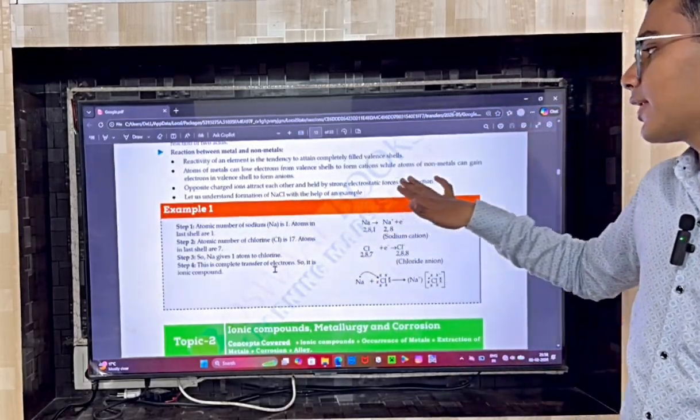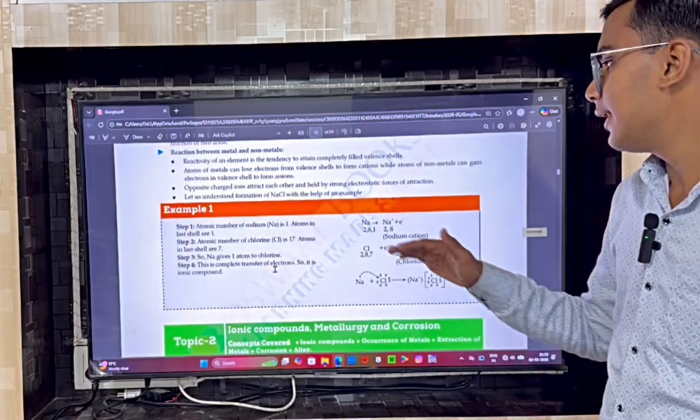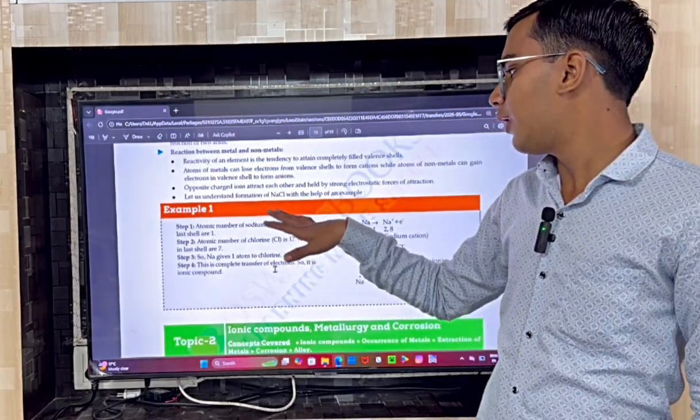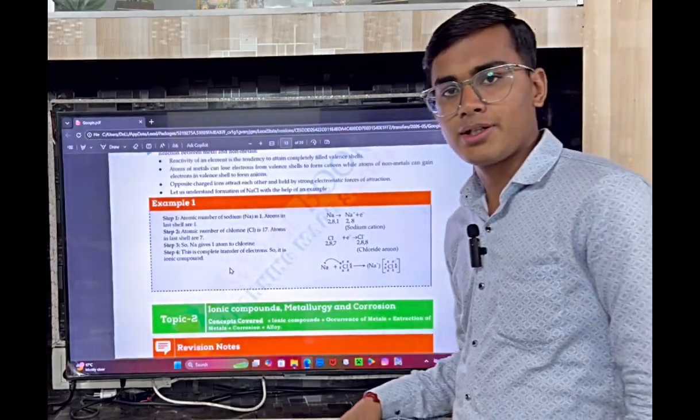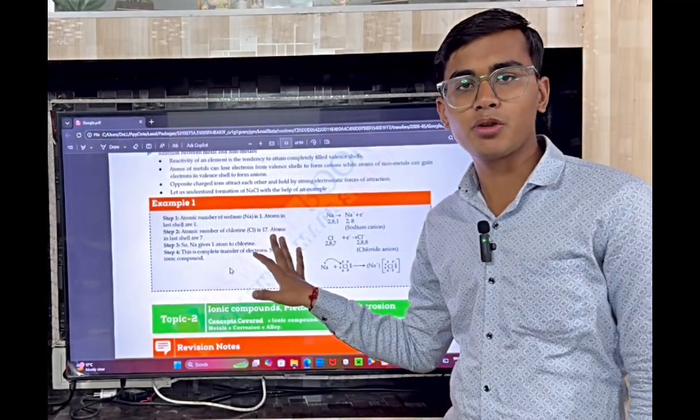Oppositely charged ions attract each other, like plus and minus, and are held by a strong electrostatic force of attraction. Formation of NaCl. So we are going to discuss now the formation of NaCl, sodium chloride.